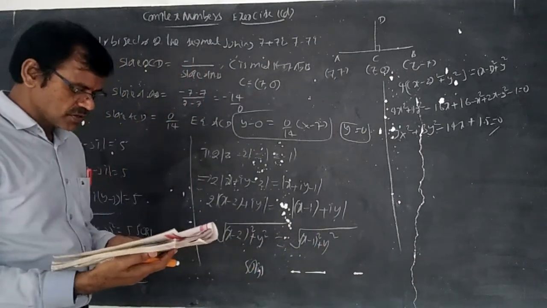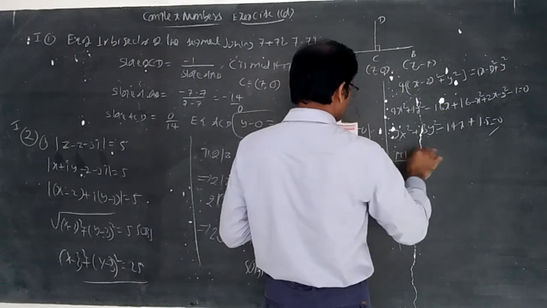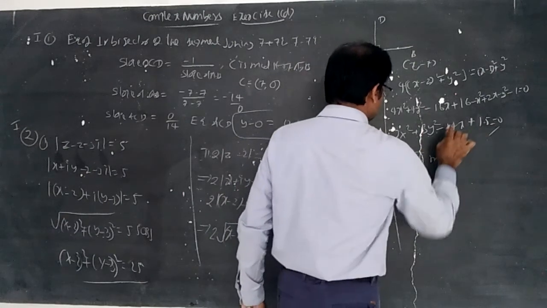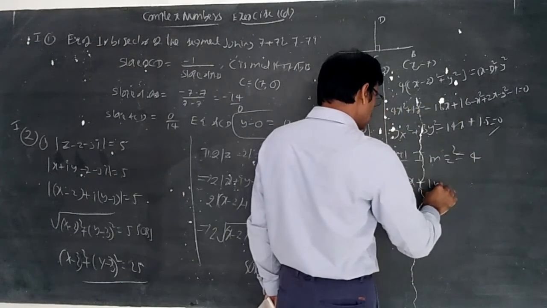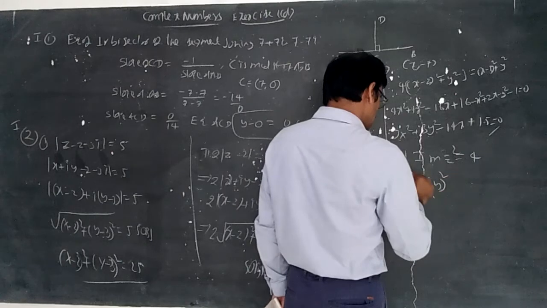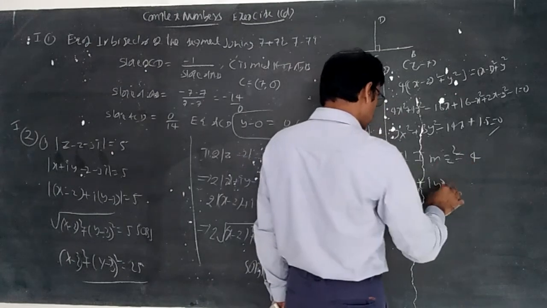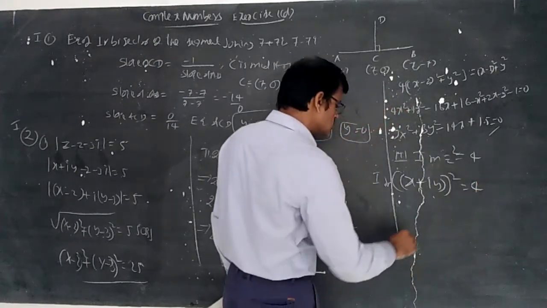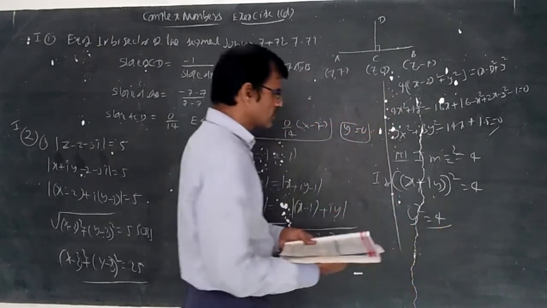Okay, students, let us write Im z square. Third question, Im z square equal to 4. Imaginary of z square equal to 4. So z means x plus iy. Im means only the imaginary part. Im z square is equal to 4. That means the imaginary part of z square is equal to 4.